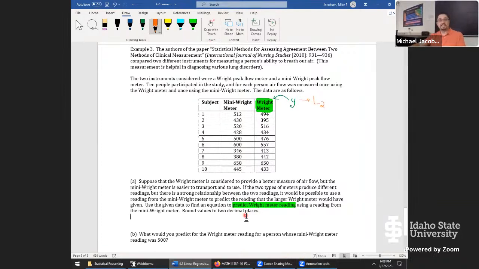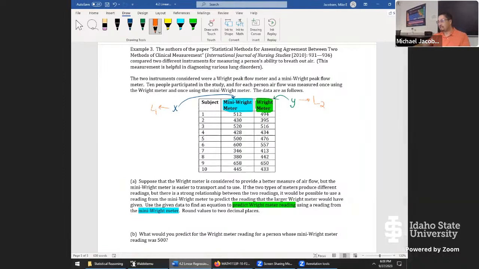So the thing you're trying to predict is your response using a reading from the mini Wright meter. That's going to hopefully explain the value on the right here. So this one will be our explanatory variable. Put this one in green, as is our pattern so far on these notes. So we'll think of this column as being the x variable, which means we need to store that into L1. So with that all set up, we can finally start the problem.